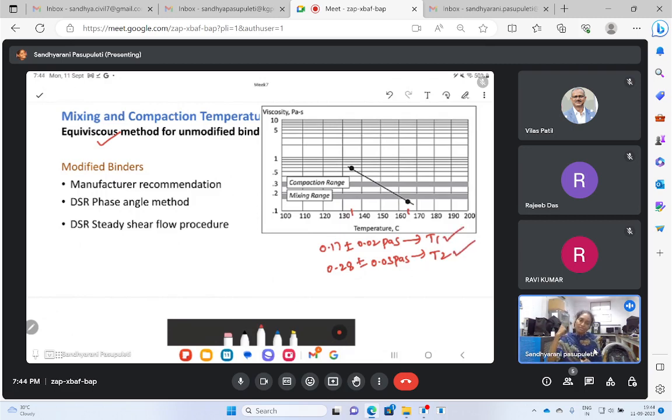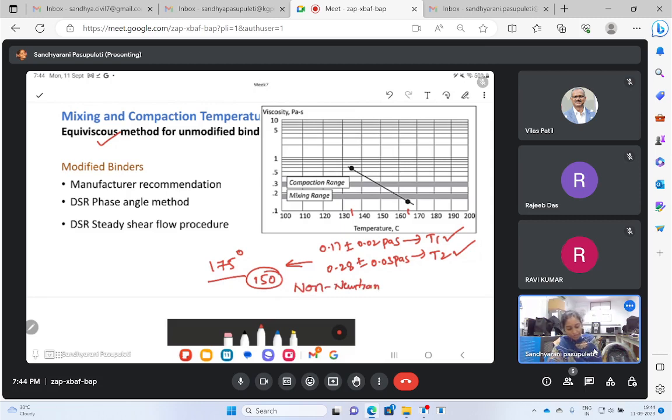But this process is not recommended by the Asphalt Institute for modified binders, because most of the time when we have followed this process for modified binders, we observed that their mixing and compaction temperatures come out more than 175 degrees. At such high temperatures, what happens? Whatever polymers are present in the modified binders may get degraded. And another thing is, most of the time, at 150 degrees or so, modified binders still show non-Newtonian behavior.